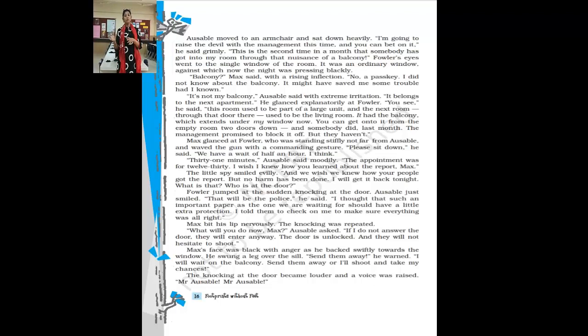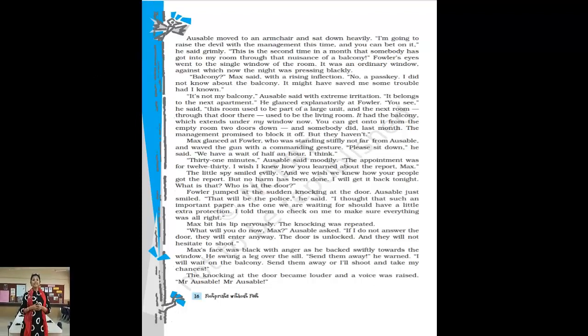Now here, that particular balcony actually belonged to the other apartment, but just because it was there below his window, it was constructed in such a way that it was very easy for any invader, outsider or intruder to jump in with the help of that balcony and invade his room through the window. So it was extended under the window of Ausable in such a way. So Max was now standing erect, not far from Ausable. He was actually waving his pistol with a commanding gesture.